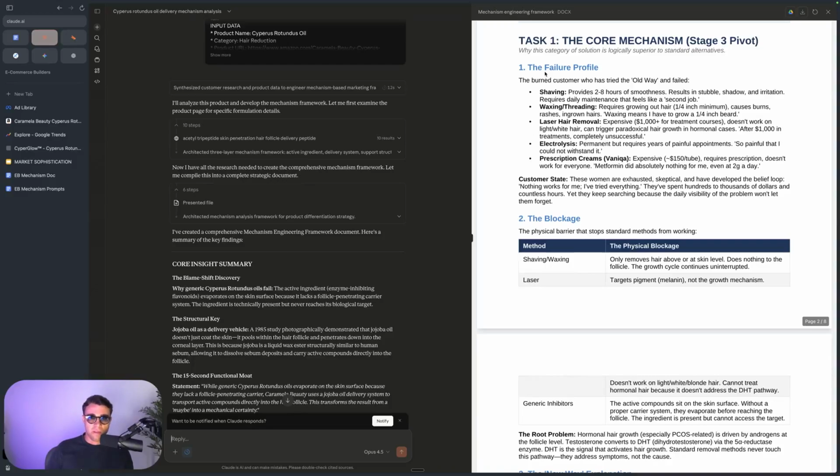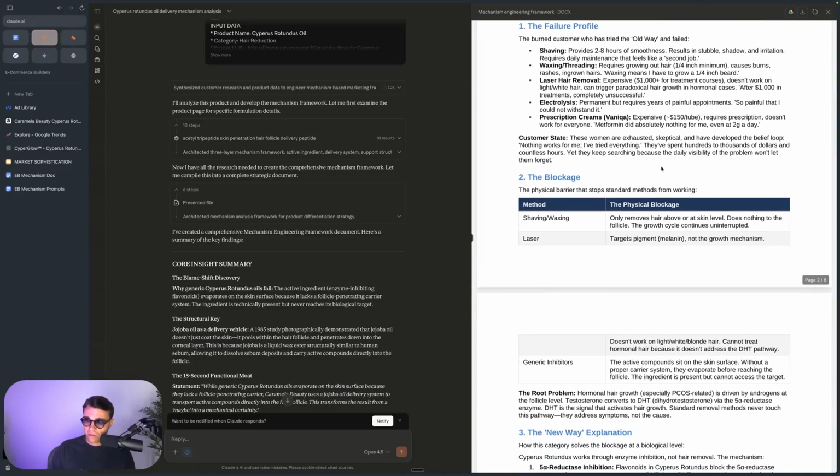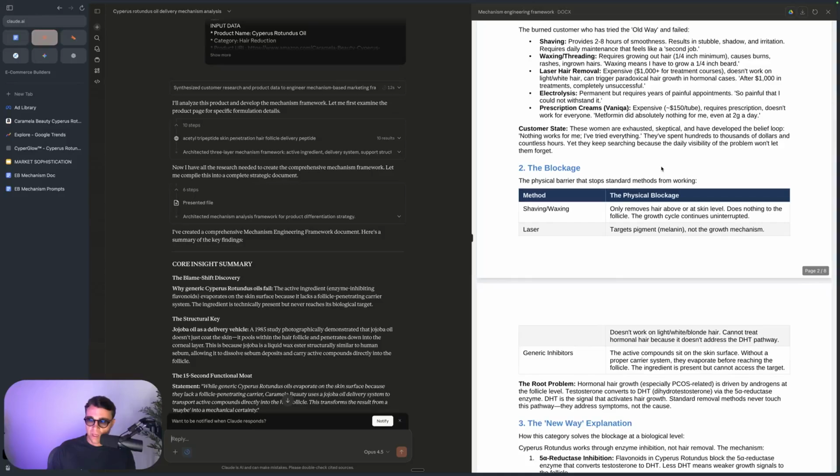And you can start to see how this is actually pulling a lot of this from the raw research that we've done on Reddit. So super powerful. Prescription creams, expensive, $150 per tube. Requires a prescription. It doesn't work for everyone. Metformin did absolutely nothing for me, even at 2 grams a day. I actually remember pulling that out of the research.